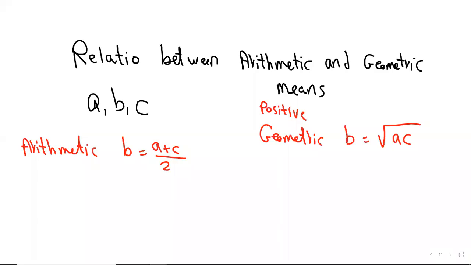And if we have 3 values, A, B, and C, what is the arithmetic mean? The arithmetic mean B is A plus C divided by 2. That's the arithmetic mean. And the positive geometric mean B is the square root of A multiplied by C. So we have here 2 values for B. I want to compare between the arithmetic and geometric means, which is greater and which is smaller.